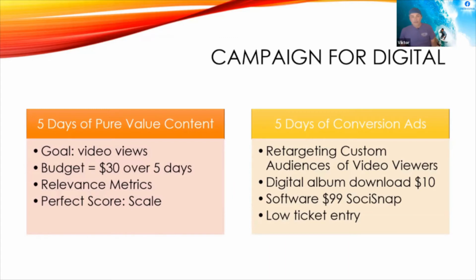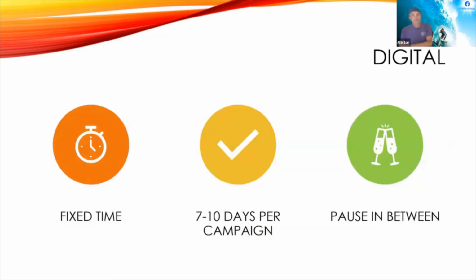It could be a digital album download for $10 or software like my $99 SociSnap. But you want a low ticket entry, okay? So here's the secret for digital. This is the campaign for digital. If you're selling digital products like home study courses, online courses, even this replay counts as a tripwire, okay? On the back end, you have a $1,000 program, you have a $2,000 program. What drives me crazy is people start selling those $2,000 courses before people have consumed the $99 product. Don't do that. We learn this in Digital Marketer.